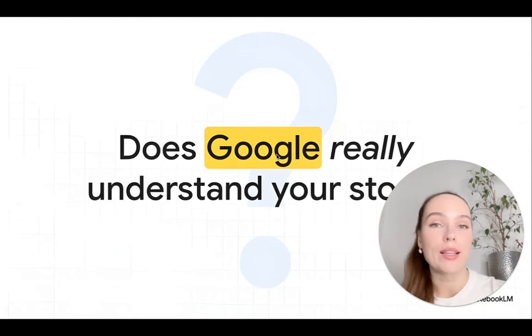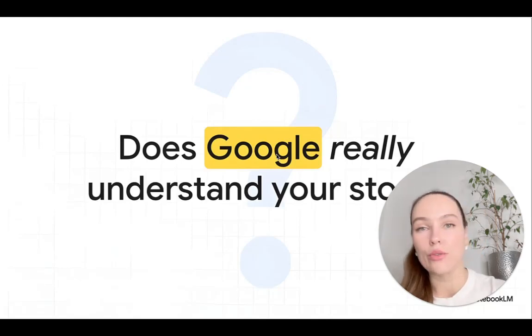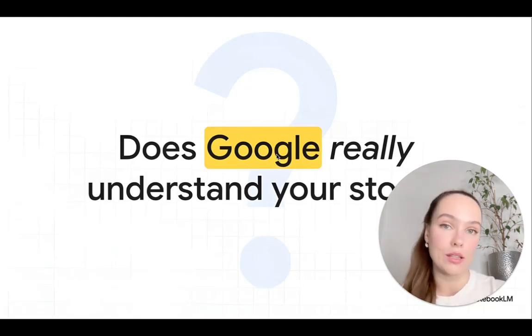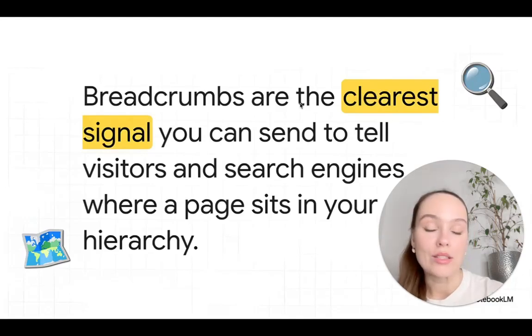So, when somebody asks for a product recommendation from these systems, the systems need to understand your catalog structure to give accurate answers. And breadcrumbs are one of the clearest signals that you can send. They tell both visitors and search engines exactly where a page sits in your hierarchy. And the problem is that Shopify's default breadcrumb system is limited. It does not support multi-level hierarchies and it does not generate reliable schema markup.